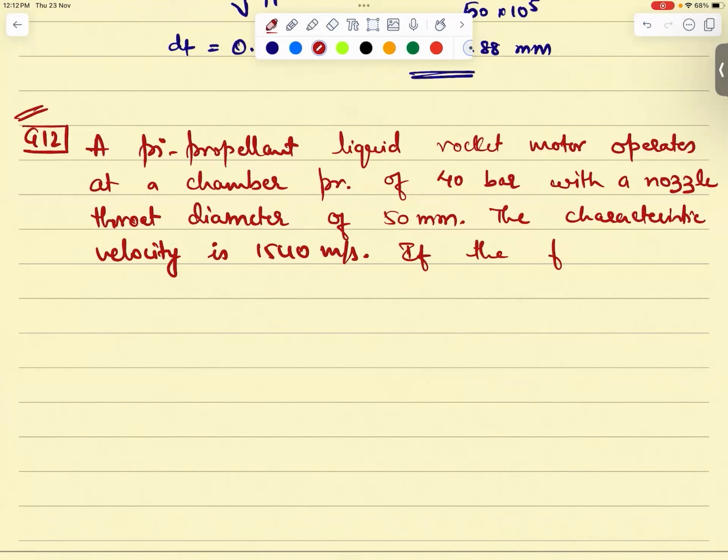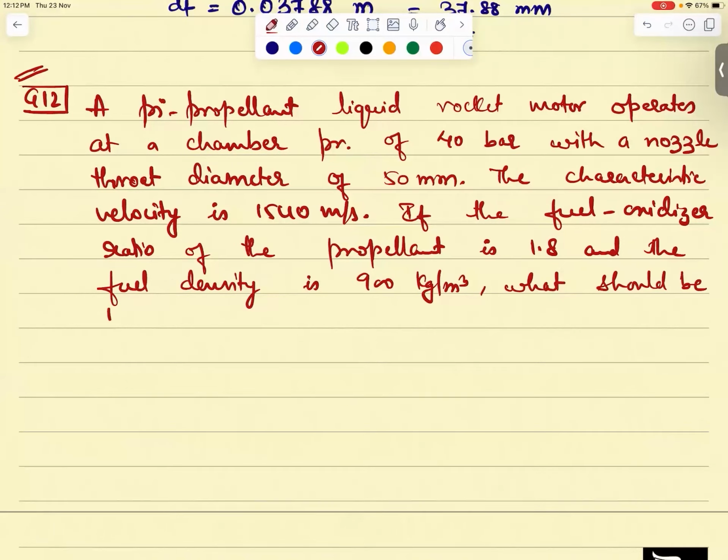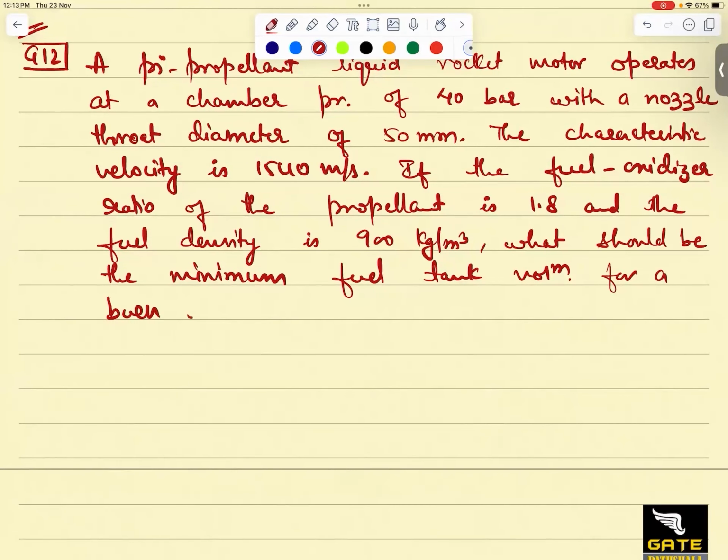If the fuel to oxidizer ratio of the propellant is 1.8 and the fuel density is 900 kg per meter cube, what should be the minimum fuel tank volume for a burn time of 8 minutes?